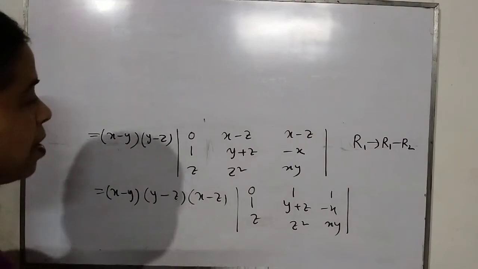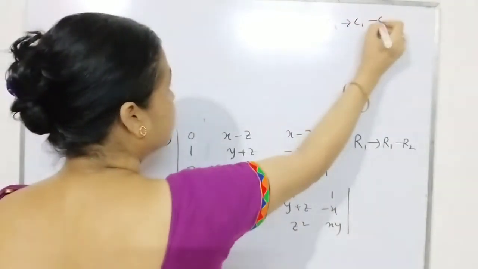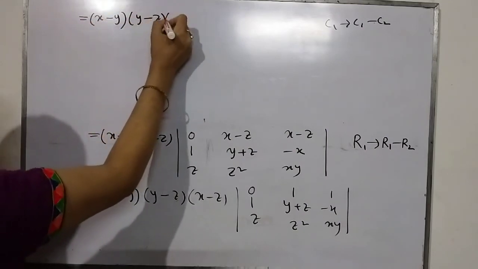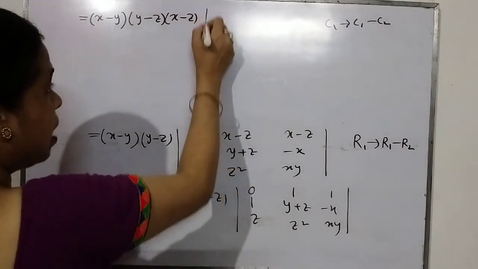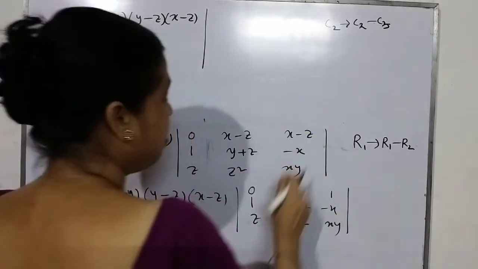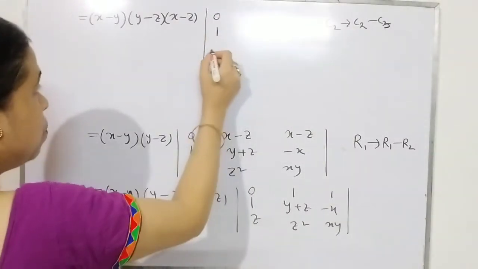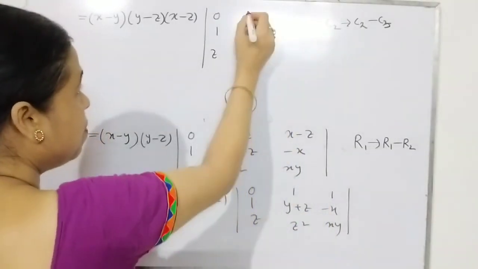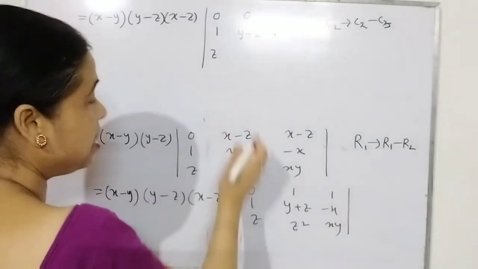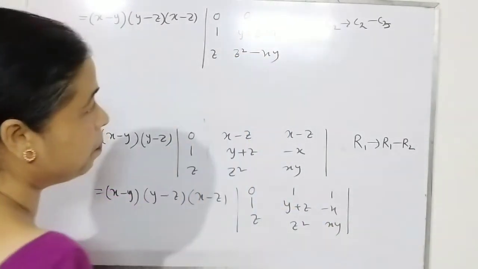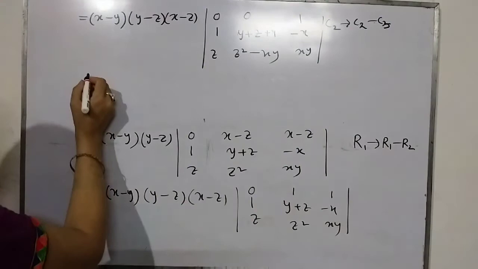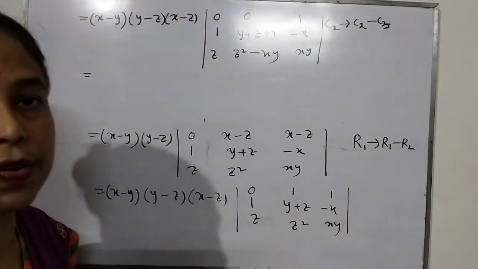So let us apply now column 1 replaced by column 1 minus column 2. What do we have here? X minus y, y minus z, x minus z. Oh, sorry, it is column 2 replaced by column 2 minus column 3. Because I am applying here, the first column is as it is. This minus this will give you 0. This minus this will give you y plus z plus x minus, gives you 0. Z square minus xy. Okay, keep it as it is. 1, minus x, xy. Now you can expand because we have got two zeros out of three.